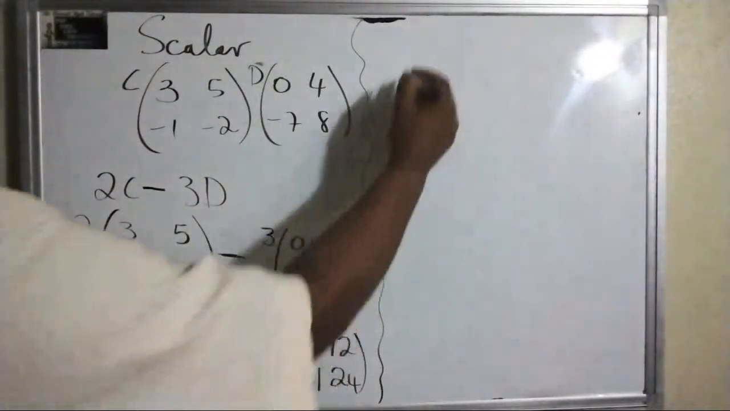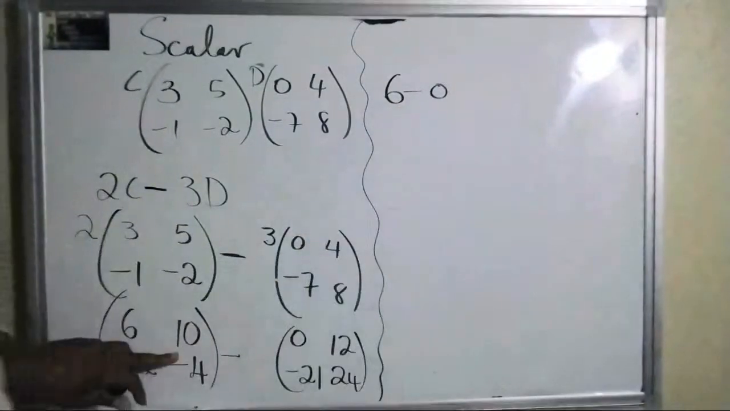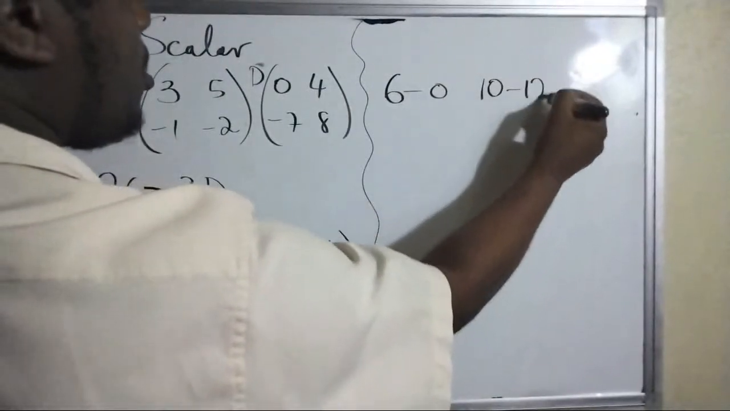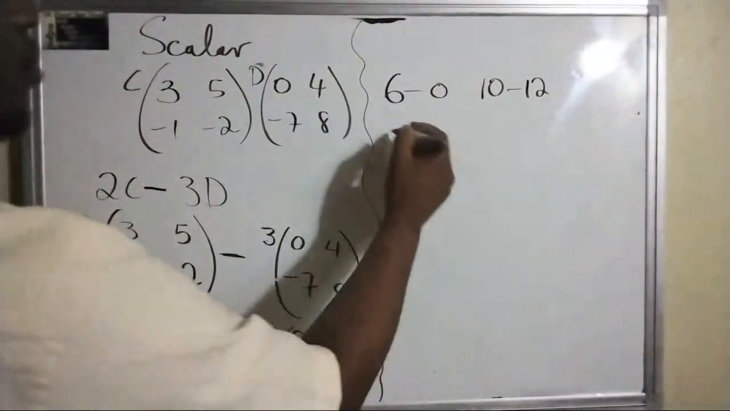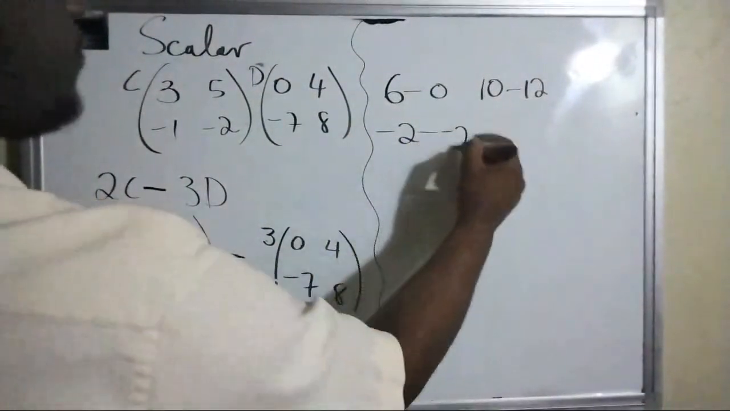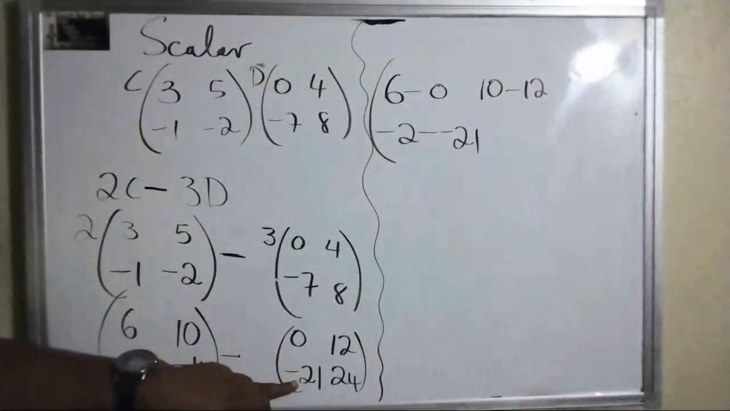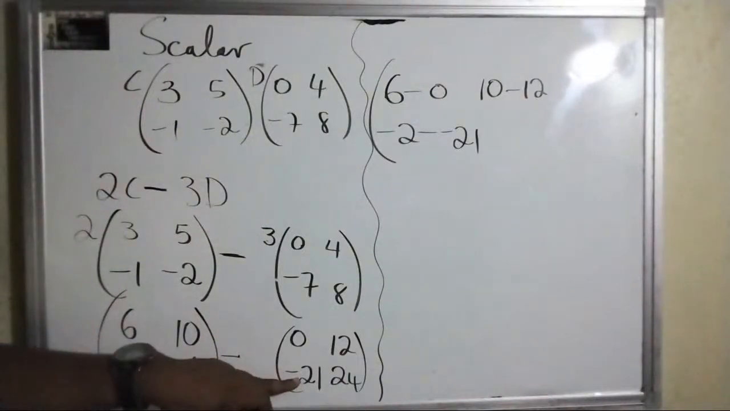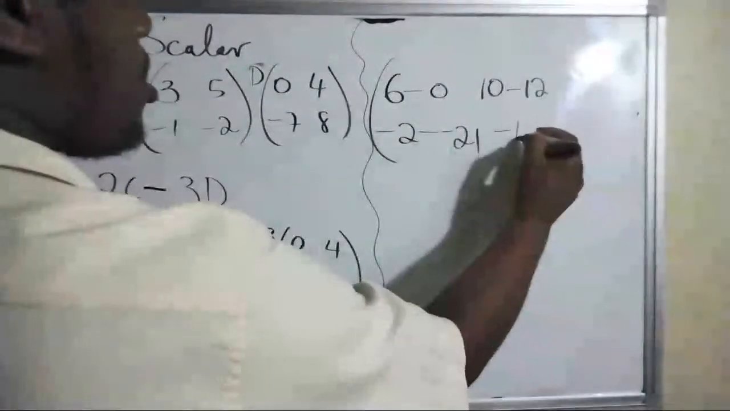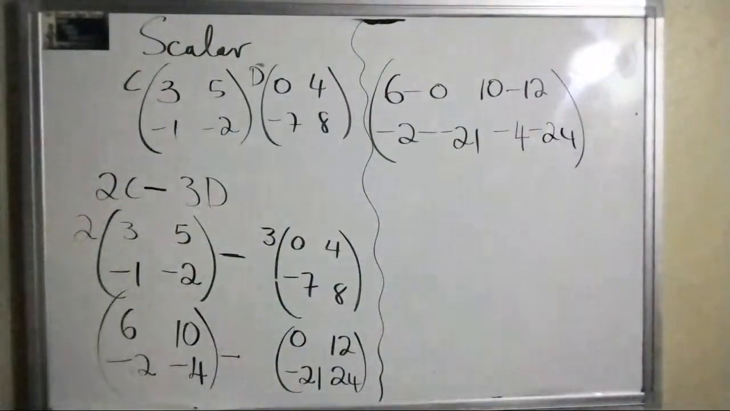Alright, so we group now by position. 6 minus 0, 10 minus 12, because it's corresponding. And then negative 2 minus 21. Be mindful of that. Some persons just put one negative because they say minus 21 and just say negative 4 minus 21. Then they add, no. So negative 4 minus 24.